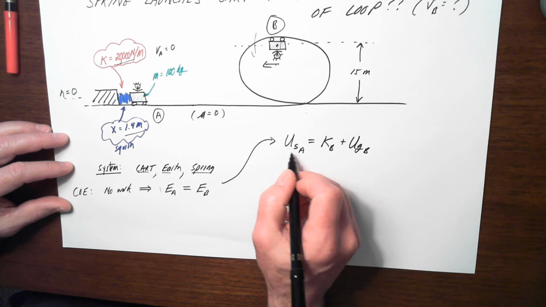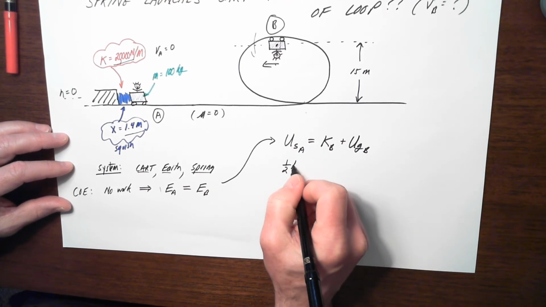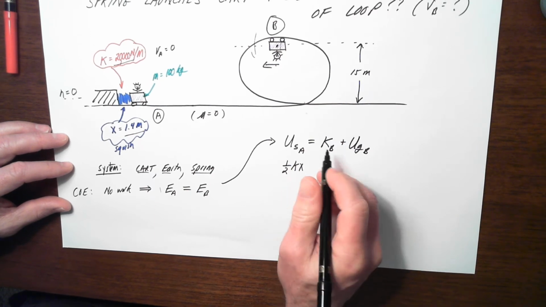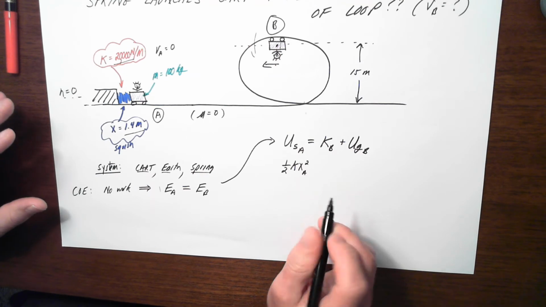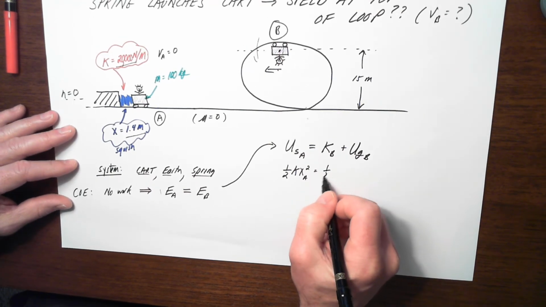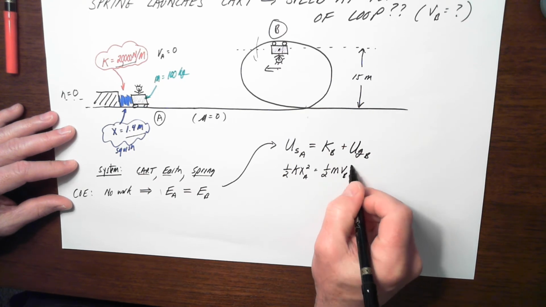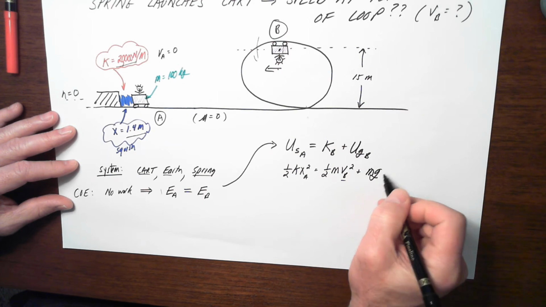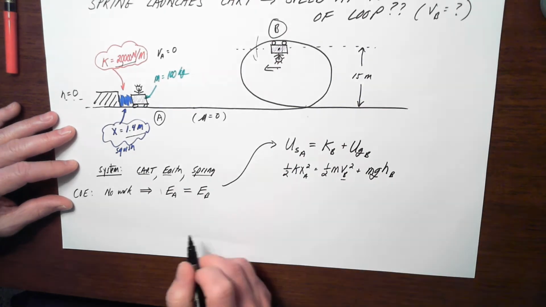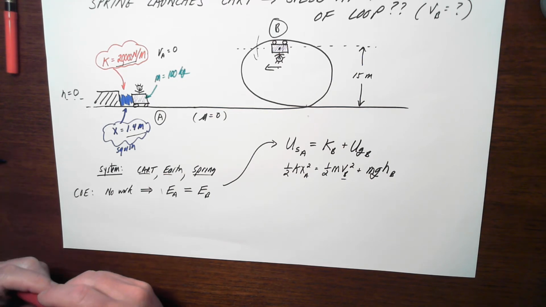All right, so basically this is going to be 1/2 k times the amount of squish squared, and this is all happening at A. Should I put an A there? Sure. Then this is going to be 1/2 m times the speed at B squared, that's our guy, plus mgh at B. So with a little algebra, you can already see we can solve this.